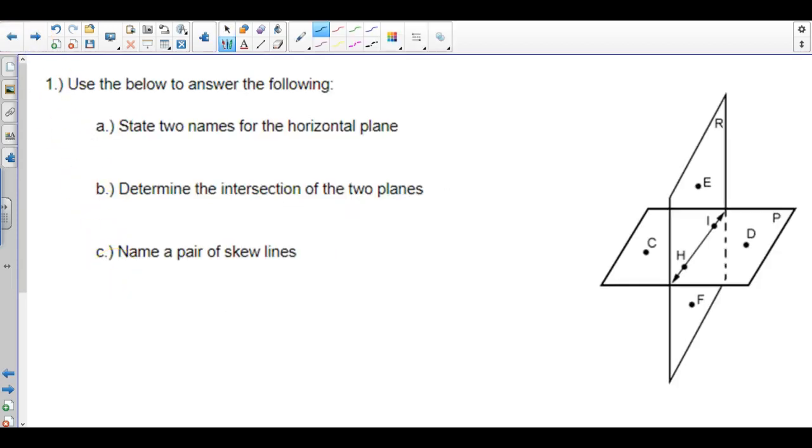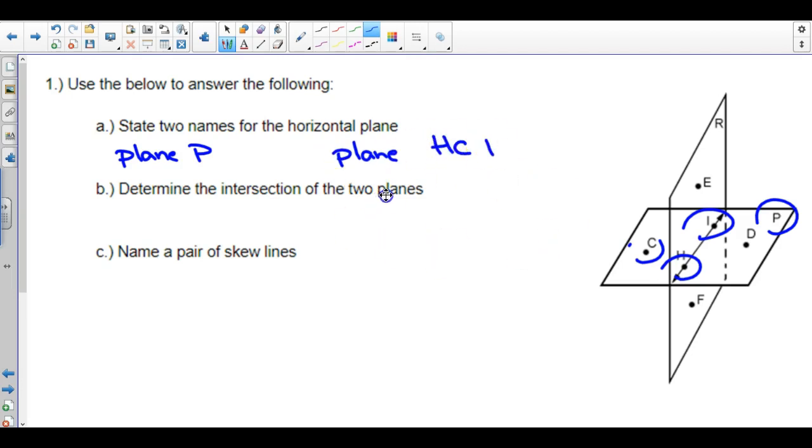First of all, starting with stating names for different planes. A plane is defined by 3 points, and if we want to name it, we want to pick 3 non-collinear points. With this first one, state 2 names for the horizontal plane. P is not a point. P is one of the names of the plane. So I can simply put plane P, and I can also define it by using 3 points that are on that plane. So you could also call it plane HCI, and then we can use any letter or any arrangement of those letters.